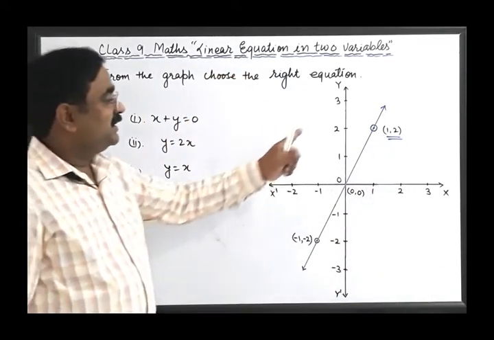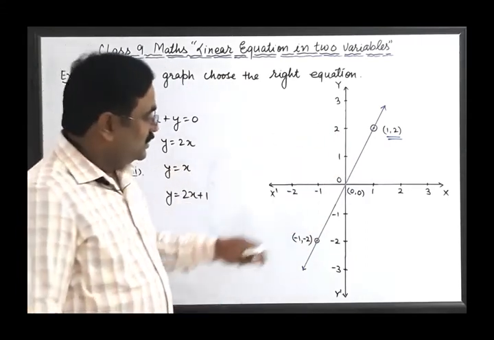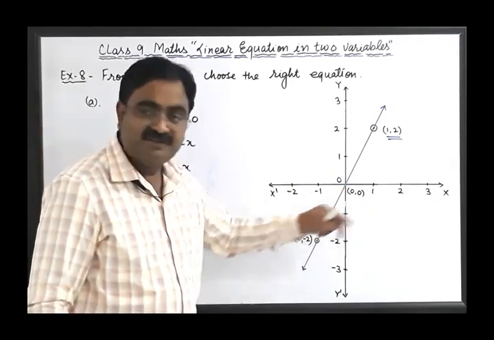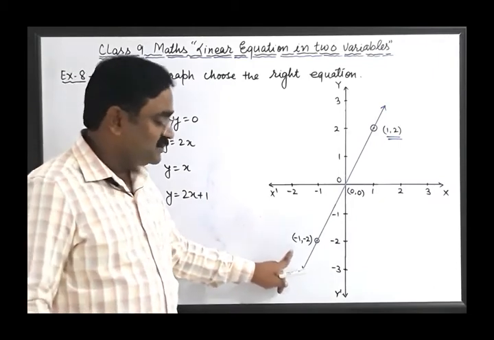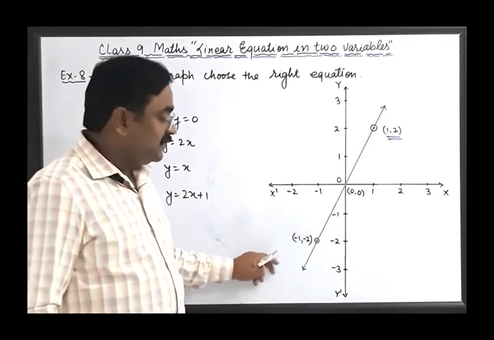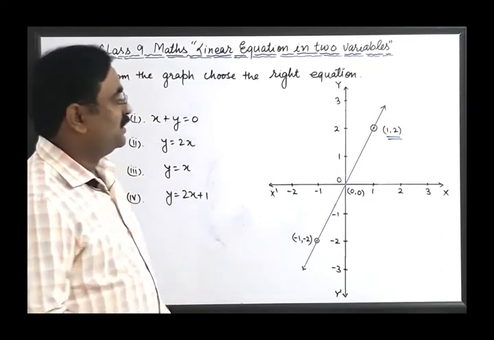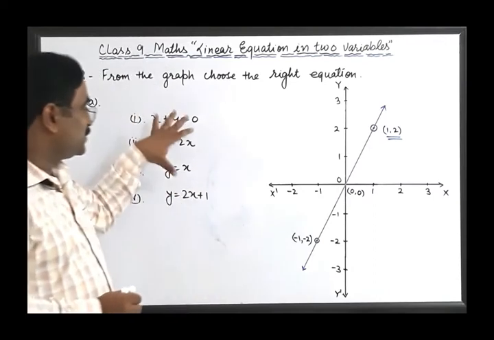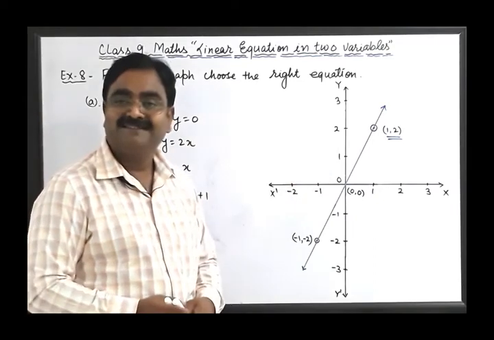It means this shows that the value of x is 1 and the value of y is 2. Second, it passes through the origin whose coordinates are 0, 0. And the third point which is given on this line is -1, -2, which means x equals -1 and y equals -2. Okay children? Now let us see which is the equation of this given line, right?